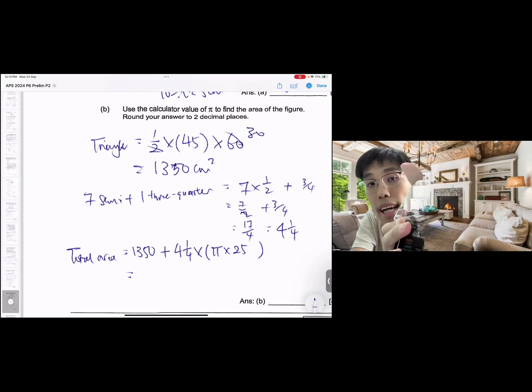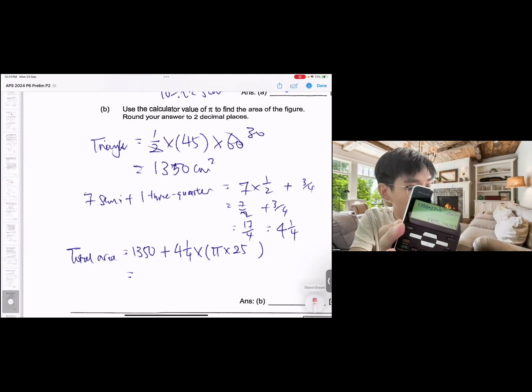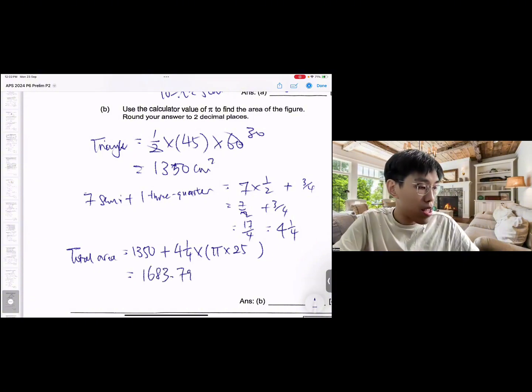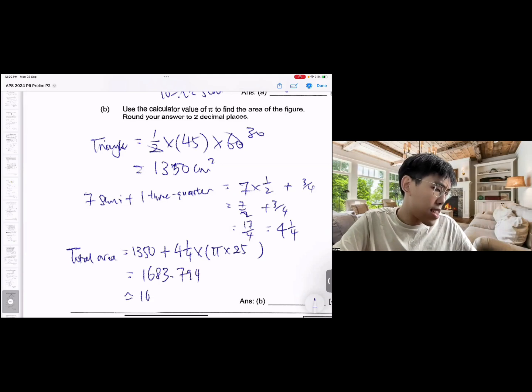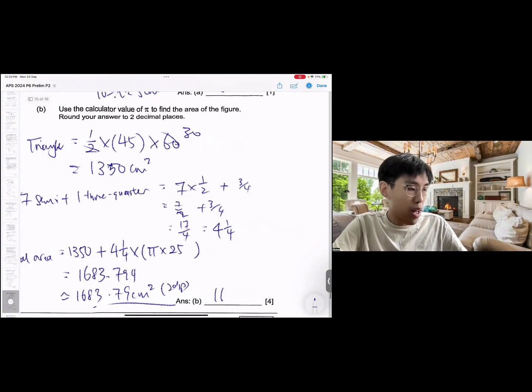1683.79. Round your answer to 2 decimal places. That means in my working, I will need to show 3 decimal places to show what I need to round off to. 1683.794. So 1683.79 cm squared to 2 decimal places. That's the answer.